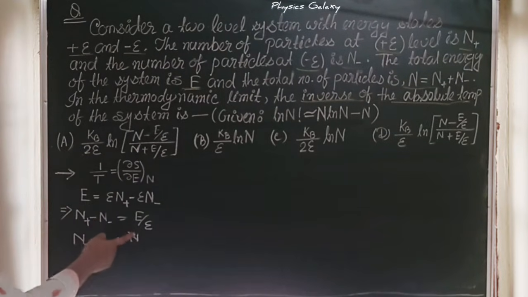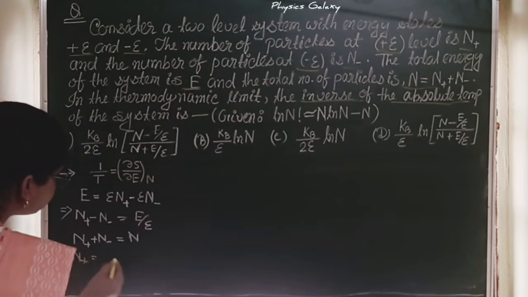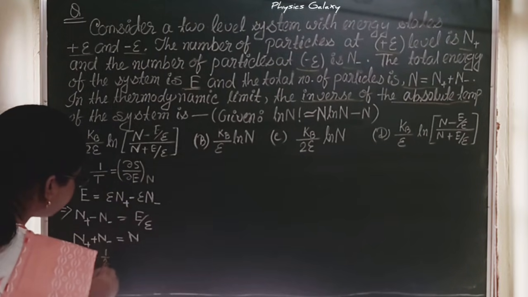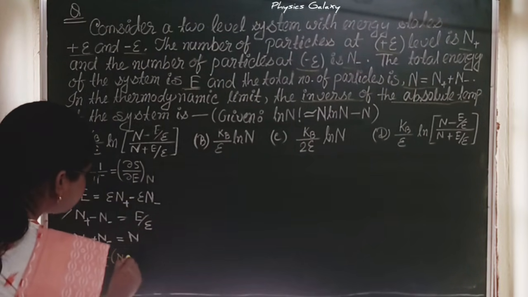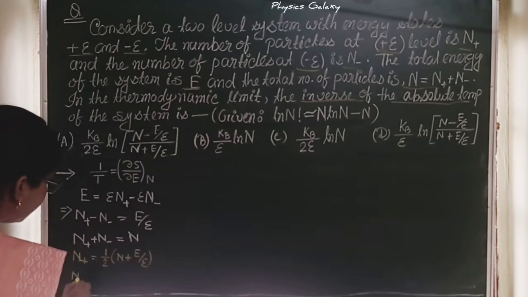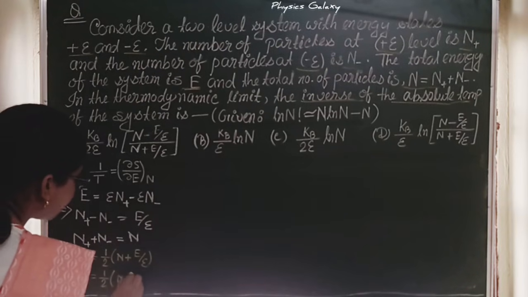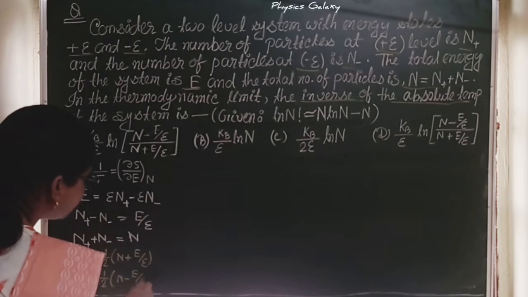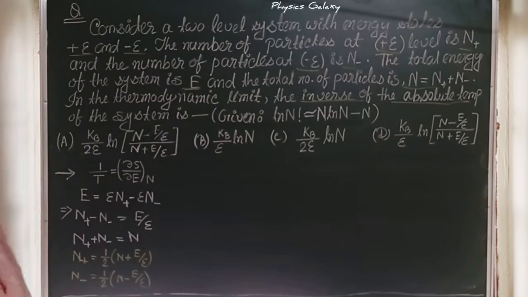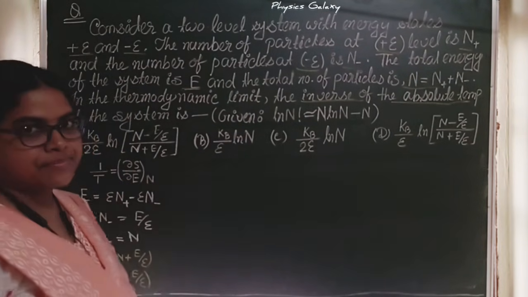From these two equations we will get n plus equals half of n plus E by epsilon, and n minus is equal to half of n minus E by epsilon. Okay, now we have to calculate the entropy S.